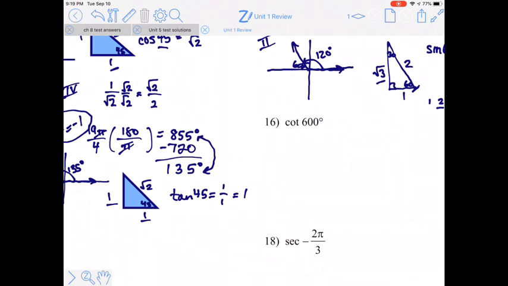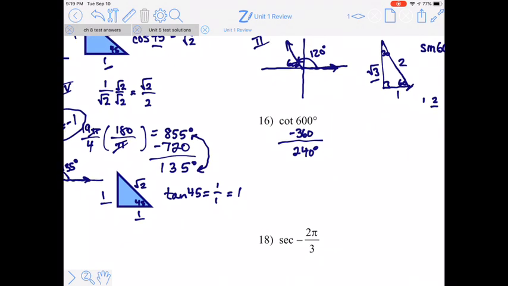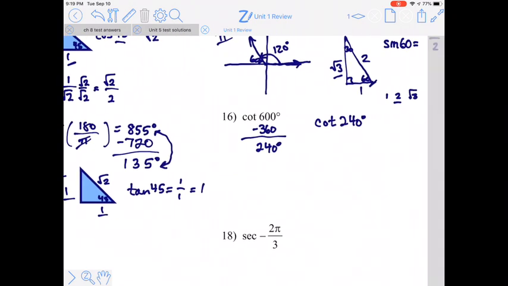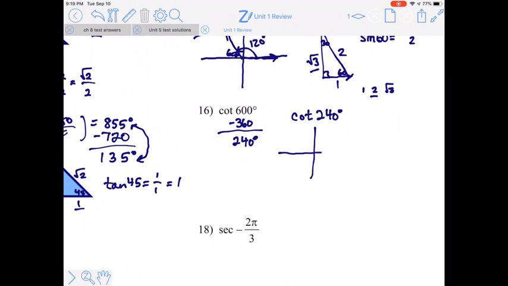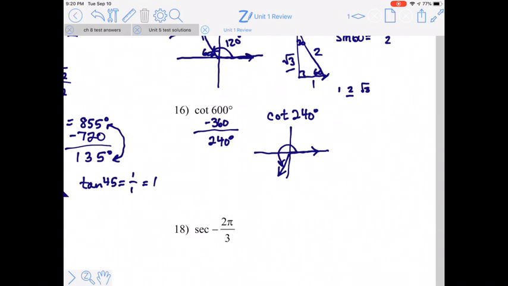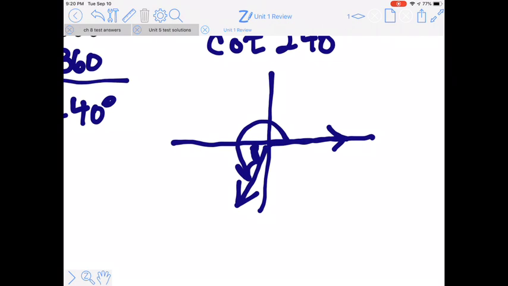Question 16, 600 degrees is more than 1 full circle, so if I take off 360, I'm going to get 240 degrees, and this is just a coterminal angle, so I can just deal with the coterminal angle. 240 degrees puts me there in the third quadrant. So I need to consider the reference angle back to the x-axis. This reference angle right here.